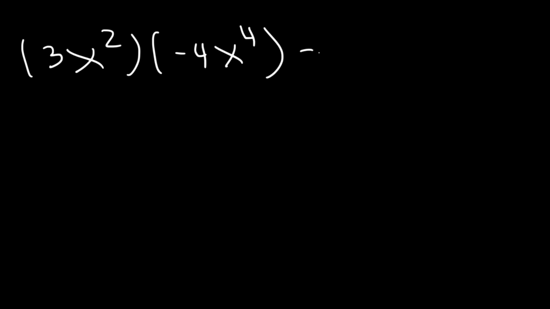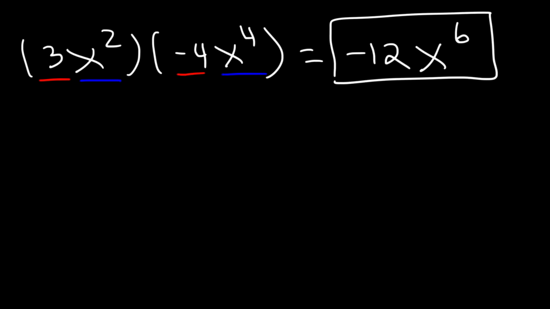Now what about this one? 3x squared times negative 4x to the 4th power. Go ahead and try that. So first we've got to multiply 3 and negative 4, which is going to be negative 12. And then we can multiply x squared by x to the 4th, which is x to the 6th power. So it's negative 12 times x to the 6th.